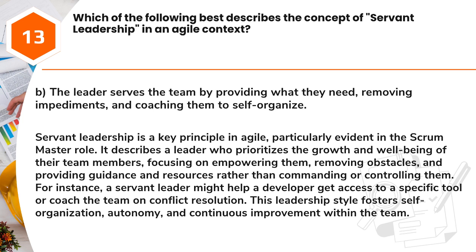Answer: B. The leader serves the team by providing what they need, removing impediments, and coaching them to self-organize. Servant leadership is a key principle in Agile, particularly evident in the Scrum Master role. It describes a leader who prioritizes the growth and well-being of their team members, focusing on empowering them, removing obstacles, and providing guidance and resources rather than commanding or controlling them. For instance, a servant leader might help a developer get access to a specific tool or coach the team on conflict resolution. This leadership style fosters self-organization, autonomy, and continuous improvement within the team.